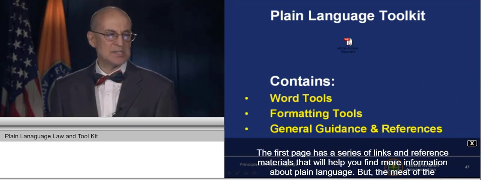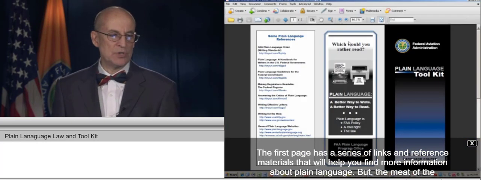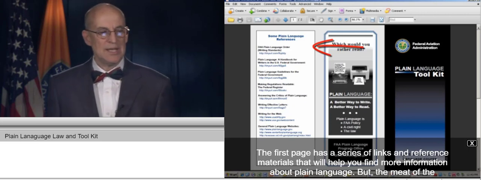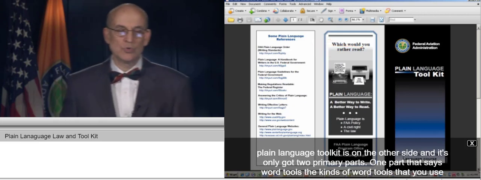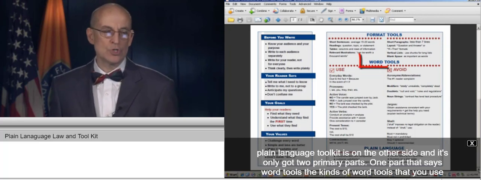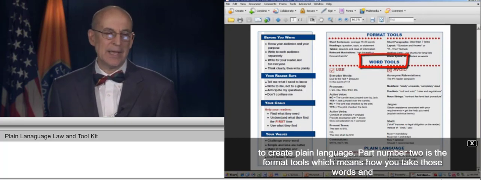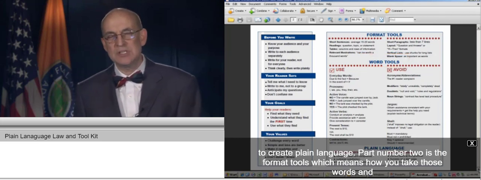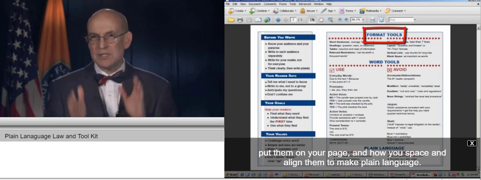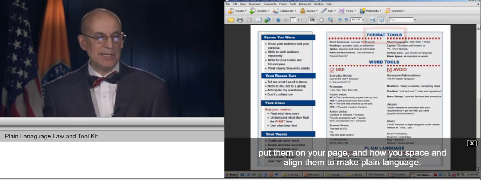The first page has a series of links and reference materials that will help you find more information about plain language. But the meat of the plain language toolkit is on the other side, and it's only got two primary parts. One part here says word tools, the kinds of word tools that you use to create plain language, and part number two is the format tools, which means how you take those words and put them on your page and how you space them and align them to make plain language.